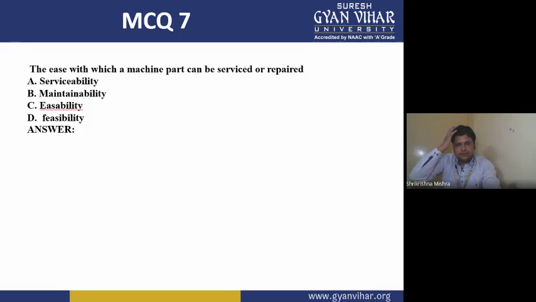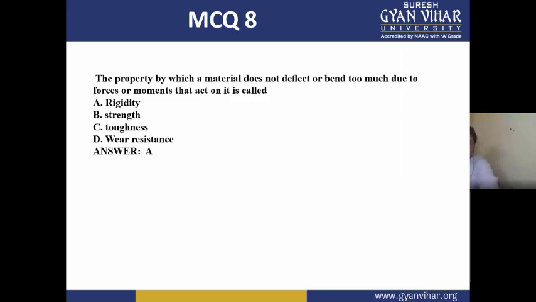Maintainability. Correct. The ease with which a machine part can be serviced. Alright, coming to MCQ number 8. The property by virtue of which a material does not deflect or bend too much due to the forces or movement that act on it is called.